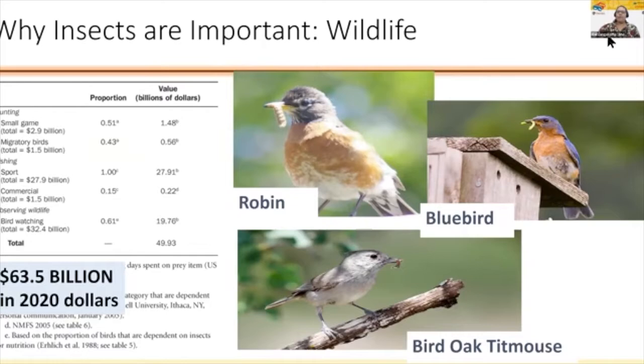And then perhaps the final service that comes from biodiversity, insect biodiversity in particular, is that insects are critical food for many wildlife species. People thought about the value of insects for small game and for migratory birds that are part of the recreational hunting economy, that are part of sport and commercial fisheries, and that also uphold the bird watching economy.